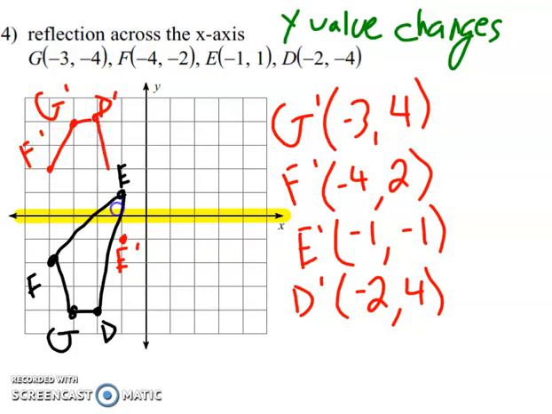So while this may not be the perfect shape of it, you can notice that it's all equidistant from that x-axis. If I were to count the distance here, we have 2 units from F and 2 units from F prime. And that's a good way for you to visually determine whether or not you performed the transformation of reflection correctly. Nice job.